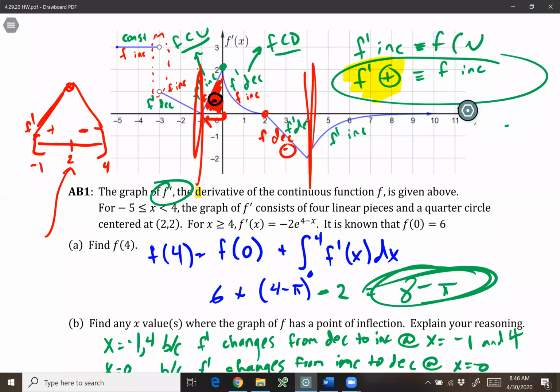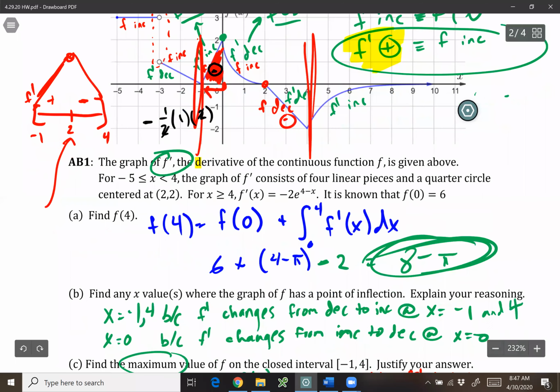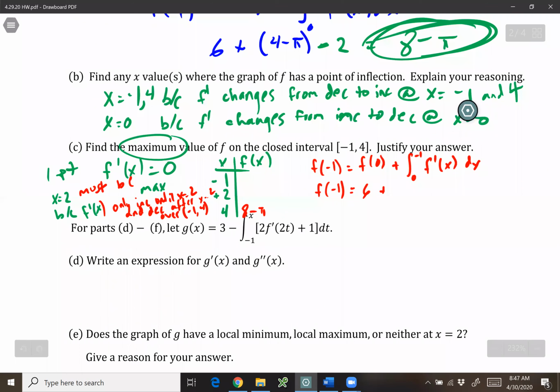So that area is 1/2 times 1 times 2. So it's going to be 1, but it's going to be negative because we were going right to left. So 6 plus (-1) gives us 5. So our value at -1 is positive 5. By the way, 8 minus pi, think of it as like 8 minus 3.1. So it's around 4.9. We don't know the exact value, but it's around 4.9.